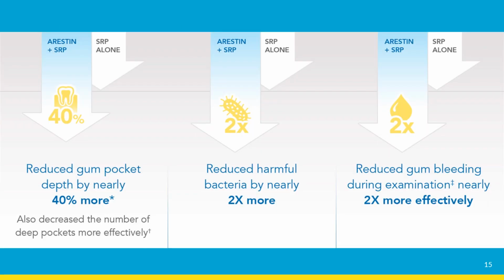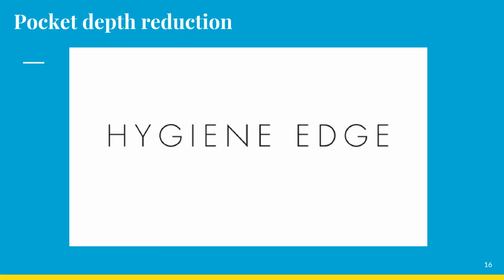As we discussed earlier, and as the image shown here, the combined effect of Arestin and scaling and root planing gives a synergistic effect compared to performing only non-surgical periodontal therapy such as scaling and root planing in periodontitis clients, reducing pocket depth by nearly 40% or more, removing harmful bacteria by 2x and reducing bleeding by 2x. So overall it is very effective in periodontitis clients. Here is a very short video of pocket depth before placement of Arestin and the post-operative effect of Arestin in terms of pocket depth reduction.